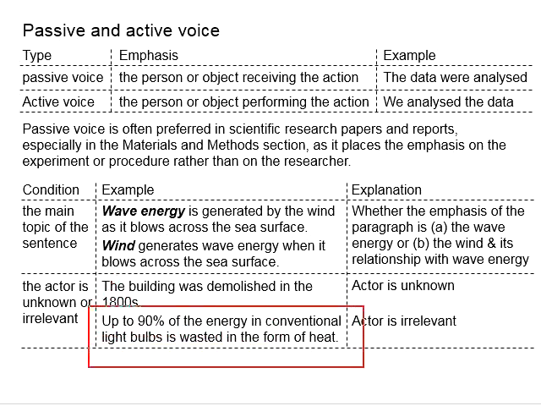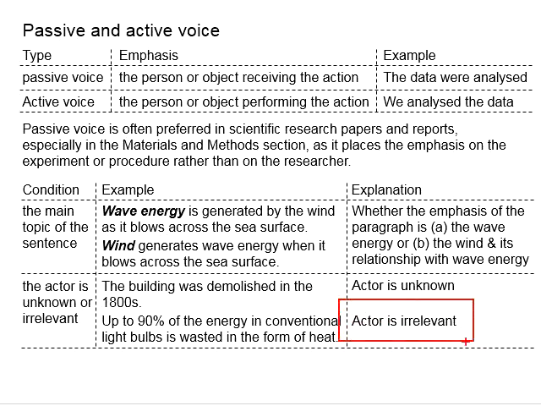Up to 90% of the energy in conventional light bulbs is wasted in the form of heat. In this case, we are talking about the light bulbs. It gives you information that up to 90% of the energy is wasted in the form of heat. In this case, the actor is irrelevant, which means there is no actual actor there. Therefore, the passive voice will be the right choice for the sentence.